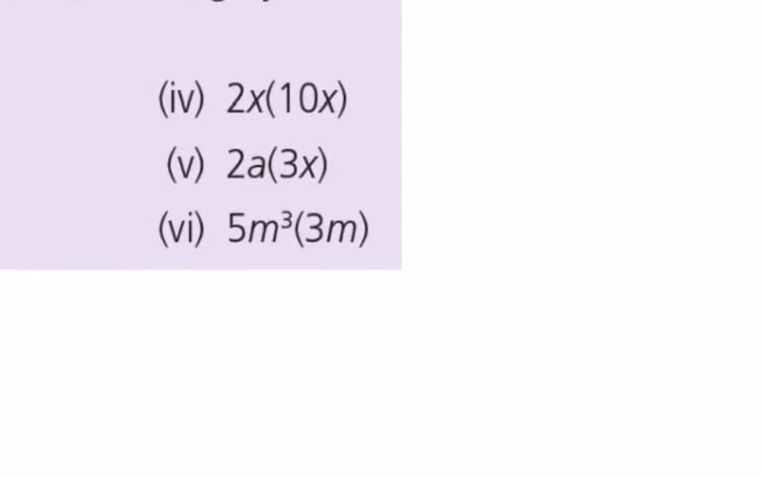2x by 10x. 2 by 10 is 20. X by x is x squared. The 1 and the 1 that we add. 2 by 3 is 6. And then a times x is just a times x, or ax. 5 by 3 is 15. M to the power of 3 by this m to the power of 1 is m to the power of 4.